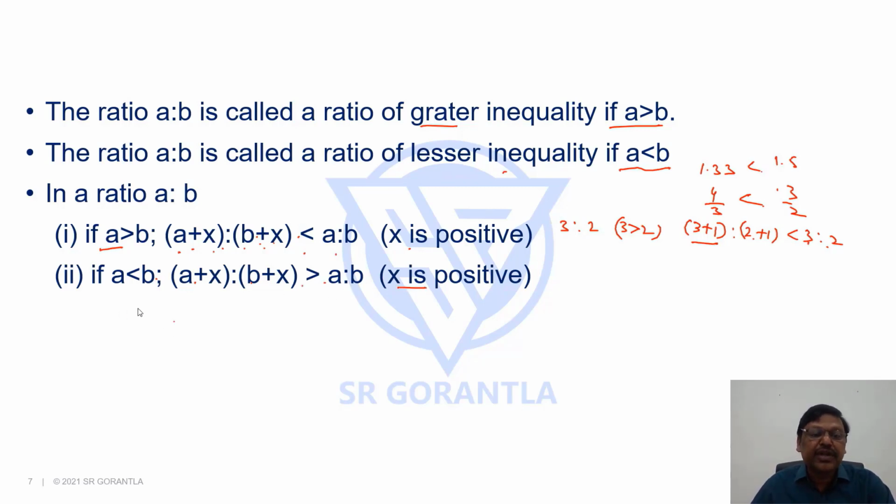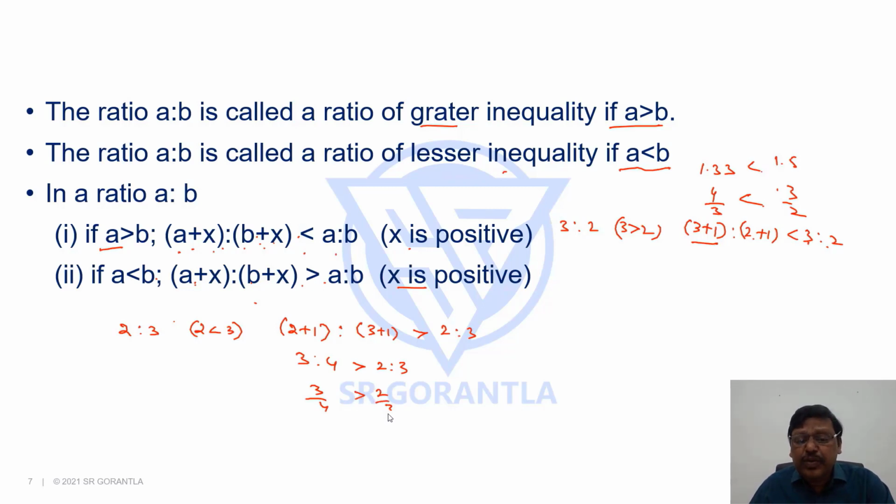Again, x should be positive. If I take the same example, in a ratio 2:3, where 2 is less than 3, a plus x, that is 2 plus, let us say 1, is to, let's say 3 plus 1. If you take this, this is greater than 2:3. That is 3:4 is greater than 2:3. If you want, you can check 3 by 4. Is it greater than 2 by 3 or not? 3 by 4 is 0.75. 2 by 3 is 0.66. It is greater. Right? It's a very useful statement when it comes to some of the complex questions there. Now, these are a few important points on ratios. We'll apply them and solve a few questions here.